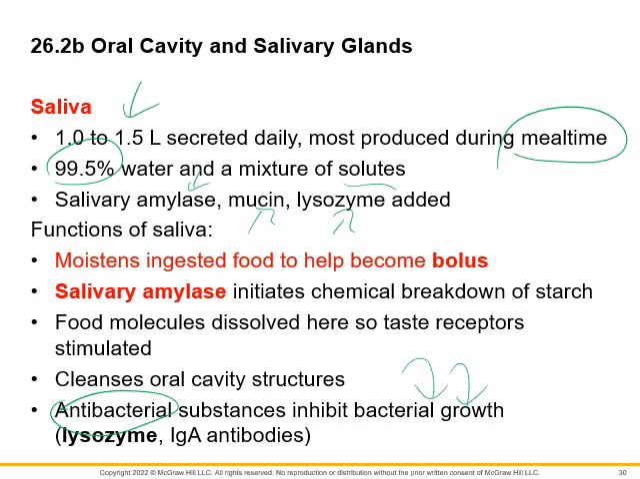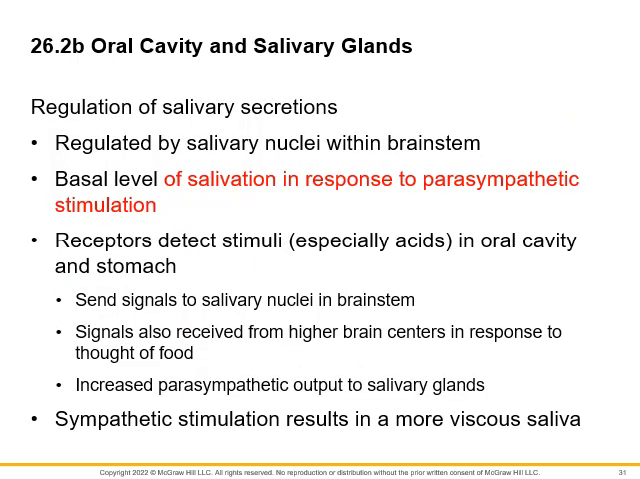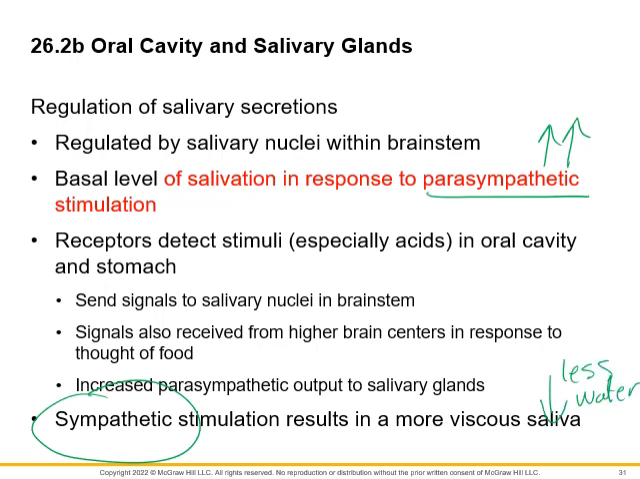Saliva also helps keep your teeth clean. People that have issues with decreased saliva production have issues with cavities and bacteria in their mouth. So that salivary amylase is going to initiate the chemical breakdown of starch, complex carbs. We can also see that parasympathetic stimulation would cause an increase in salivary secretion, where sympathetic is going to result in more viscous saliva, so less watery, thicker saliva.